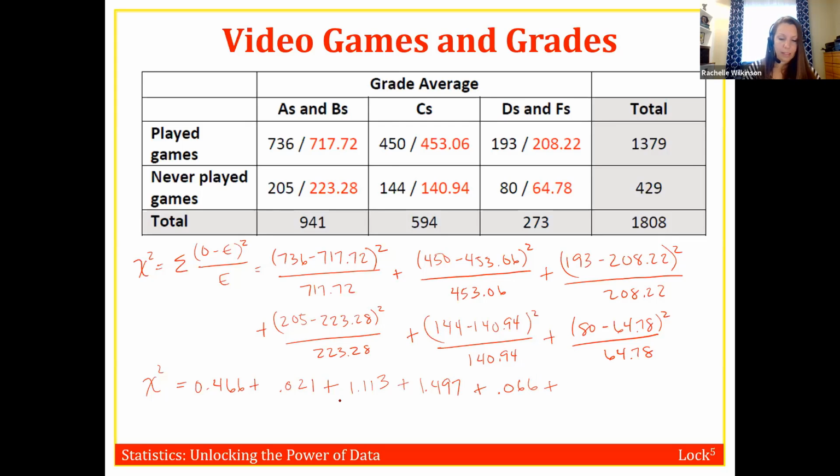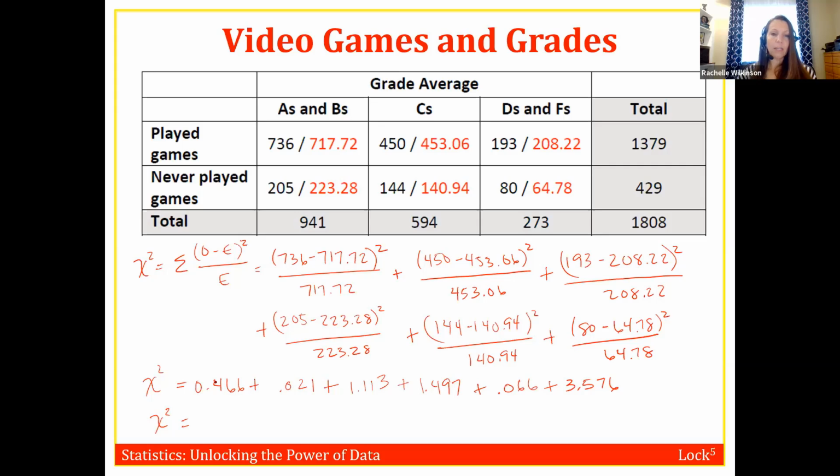All right, and then my last one here, I've got 80 minus 64.78. Square that and divide by 64.78. And that gives me 3.576. All right, so now I've got all these individual pieces here. Now I can add all of those together to get my final chi-square statistic.